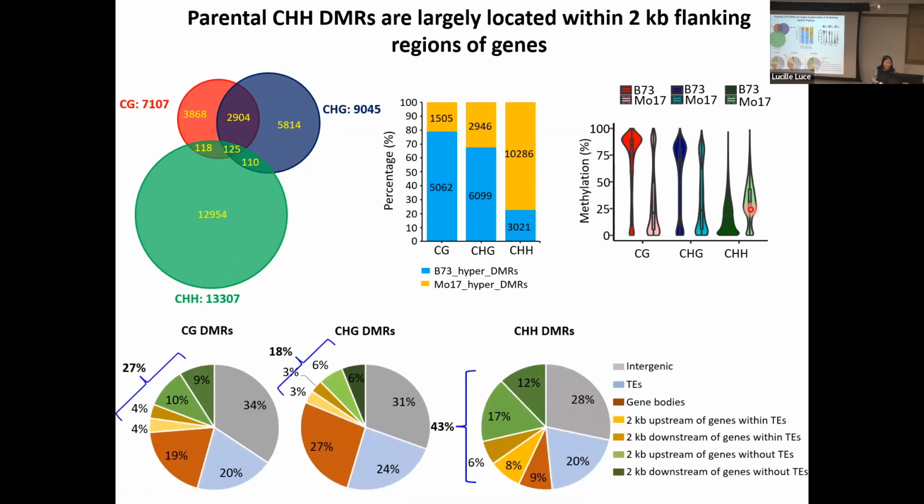We also checked the location of these parental DMRs. We find that these CHH DMRs are different from the CG and CHG DMRs. You can see these CHH DMRs are largely located in the 2 kb upstream and downstream regions, which means these CHH DMRs are near genes. Over 43% of the parental CHH DMRs are in the 2 kb upstream and 2 kb downstream of genes.